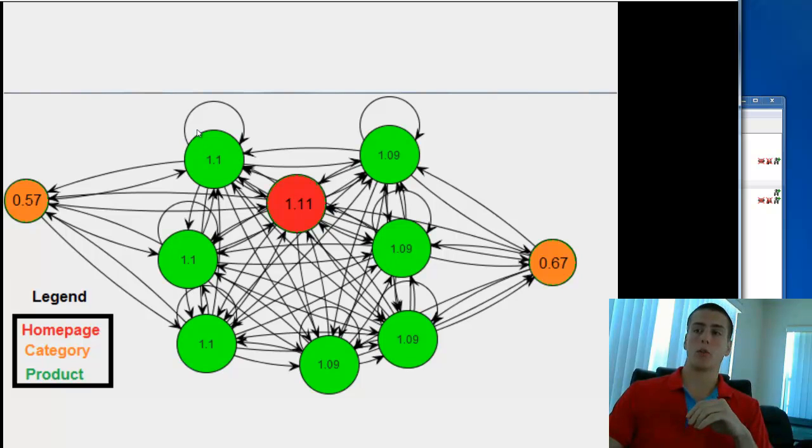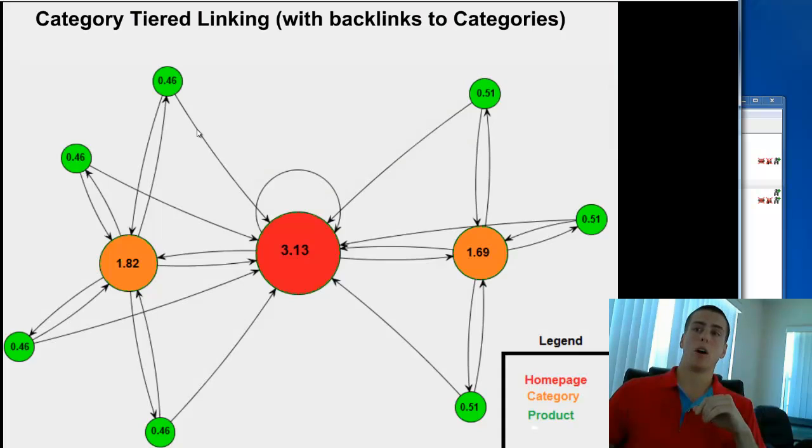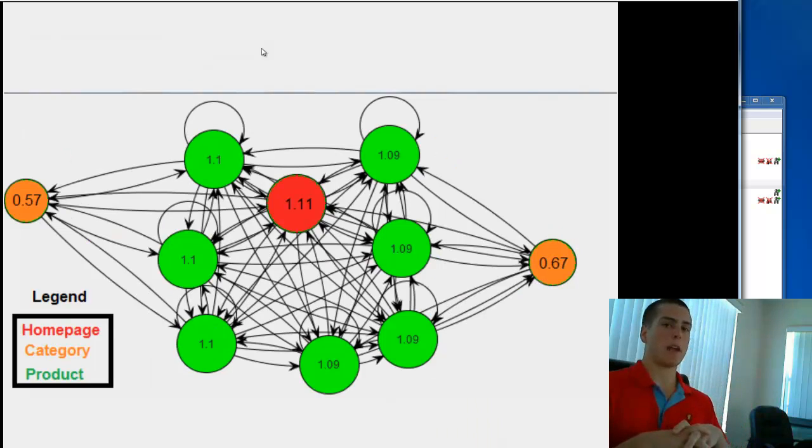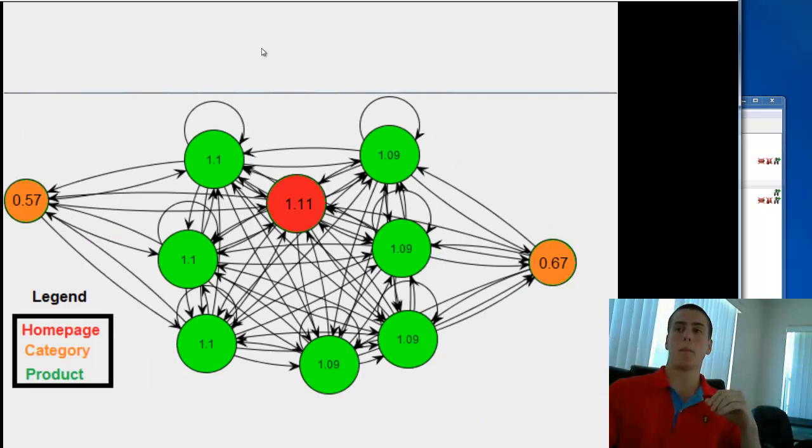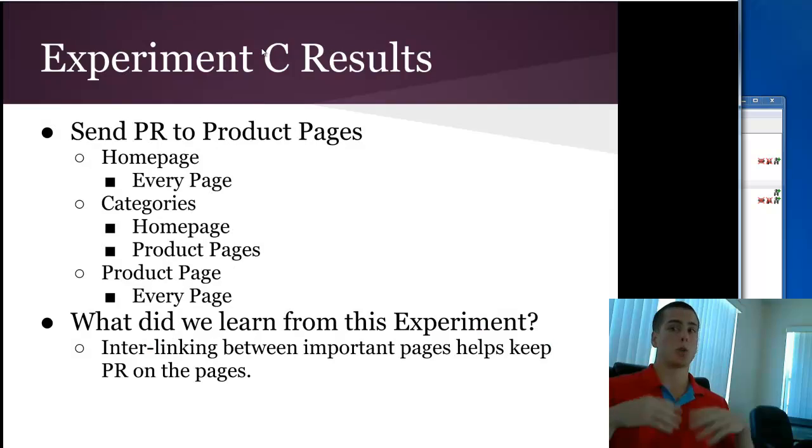So a little before and after, right? This is what our site originally looked like. We have our product pages with half of a PR. And by tweaking our site structure without messing up user experience, we were able to double the PR going to those pages. So I think we've definitely accomplished our objective with experiment C, which was to send PR to the product pages. And how do we do that?